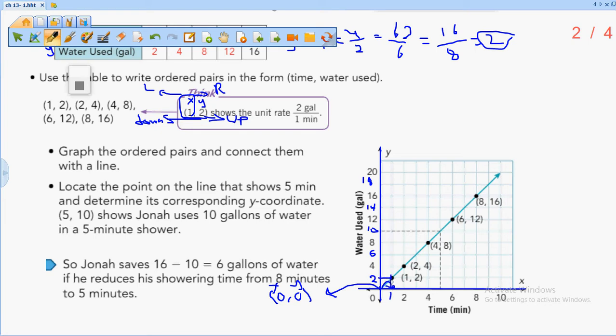The intersection between them I will circle. So this is the first point. Now the second point is (2, 4), so I will go 2 on x-axis and 4 on y-axis.